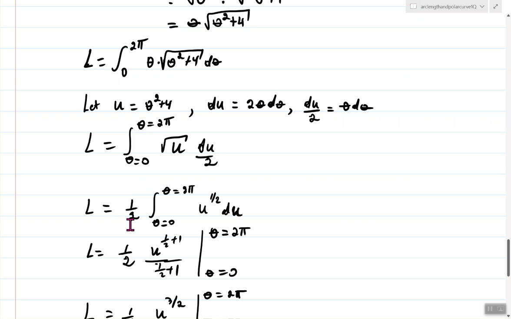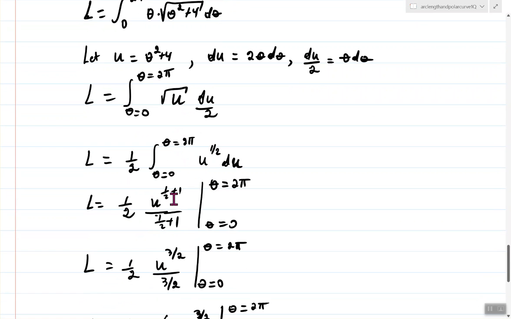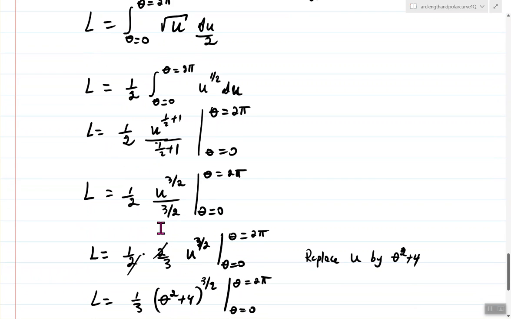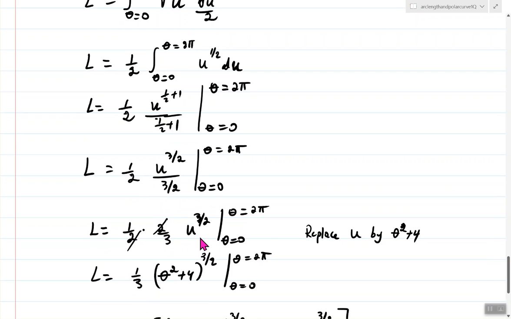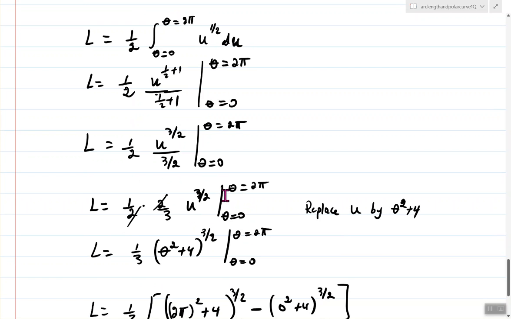So I can bring a half outside, change the square root to a 1/2 fraction exponent, and then integrate using the power rule of integration. So you add 1 to the exponent, divide by a half plus 1. Dividing by 3/2, since it's a fraction, you can flip or multiply, get 2/3 times a half. You can simplify the 2 by 2, you get 1/3. And then here you don't plug in to u. These are theta. It's not u. So you keep writing theta equals 2 pi and then theta equals 0.